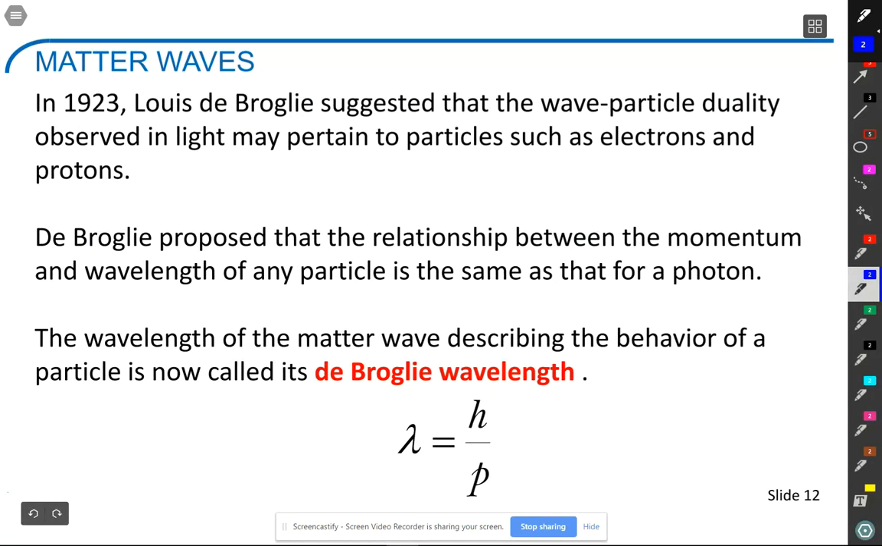Now in 1923, Louis de Broglie said, hey, if light can be both a wave and a particle, then other particles should have wave properties too. And so he put that out there, and he calculated that the wavelength should be Planck's constant divided by momentum. Where does this come from? Well, it comes from the relationship between wavelength and Planck's constant and momentum for light.